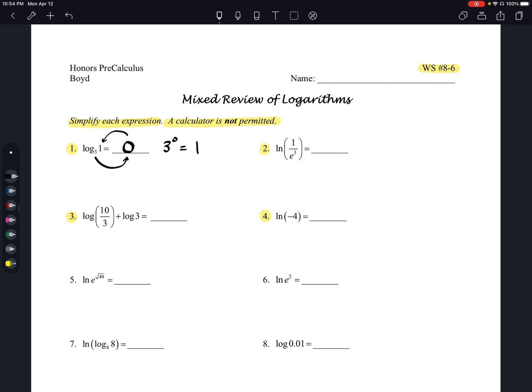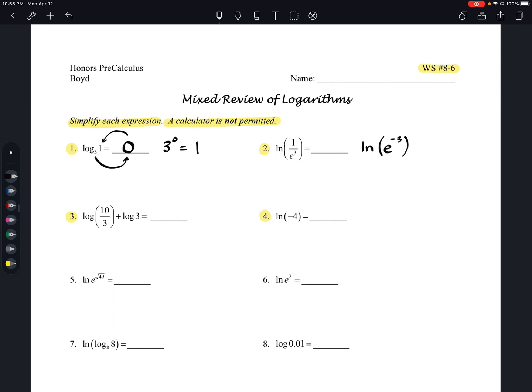Number 2, we have the natural log of 1 over e to the third power. I think we may have seen this problem before, but if you haven't, we can look at simplifying this in a couple of different ways. One thing we could do is rewrite it as the natural log of e to the negative third, right? Let's get that e out of the denominator.